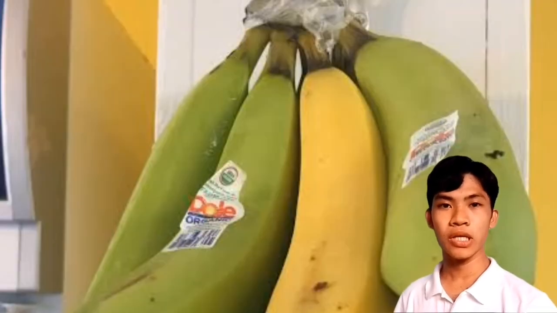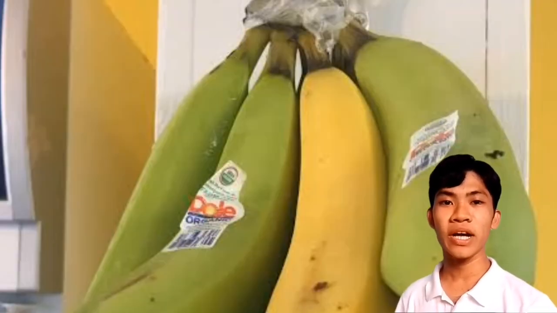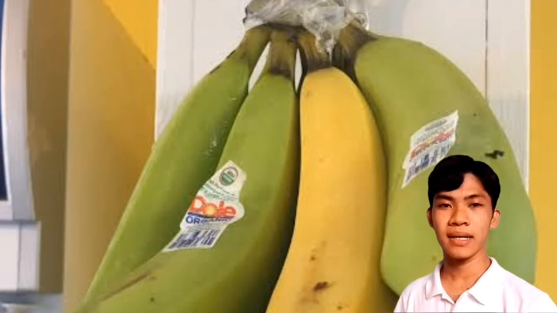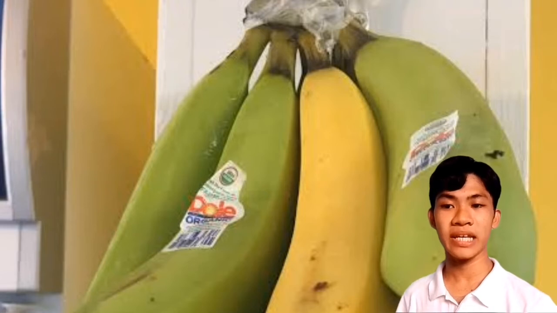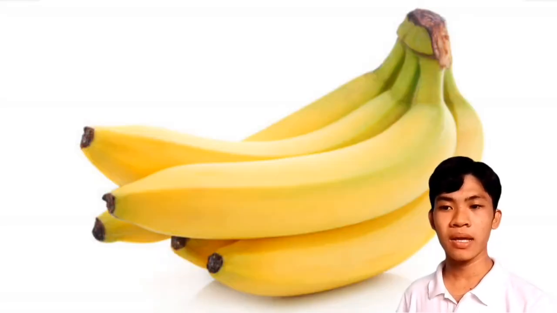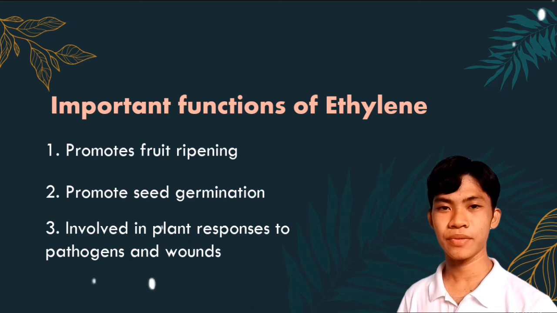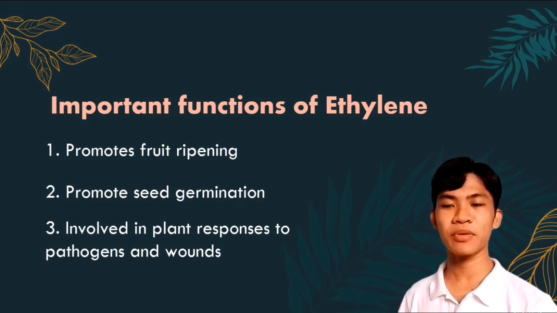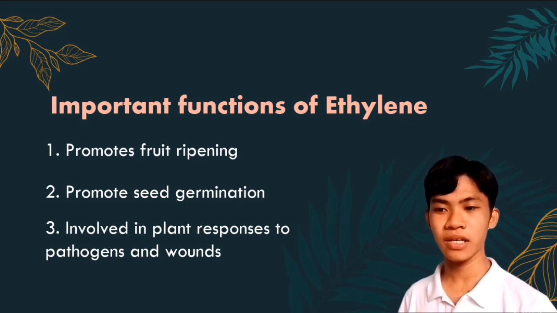For example, you see a bunch of bananas and one is already ripe. Then, that creates a lot of ethylene gas. And once that gas called ethylene is released, it accelerates the ripening of other fruit or bananas, and they start releasing more ethylene gas, causing a chain reaction. More functions of ethylene: it promotes seed germination, and it is involved in plant responses to pathogens and wounds.